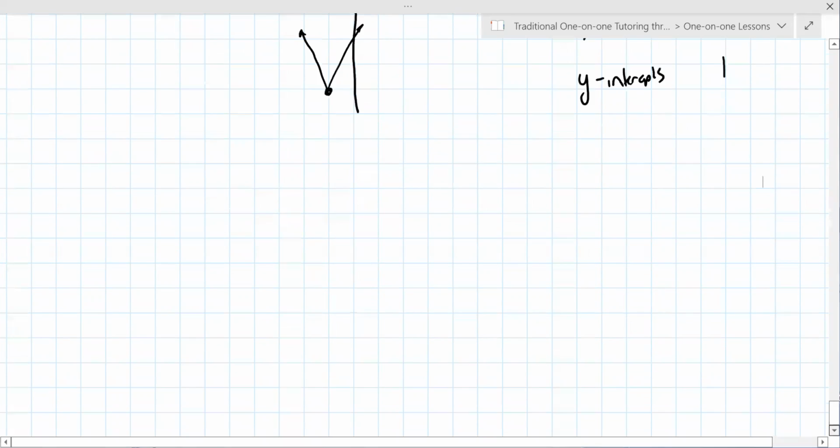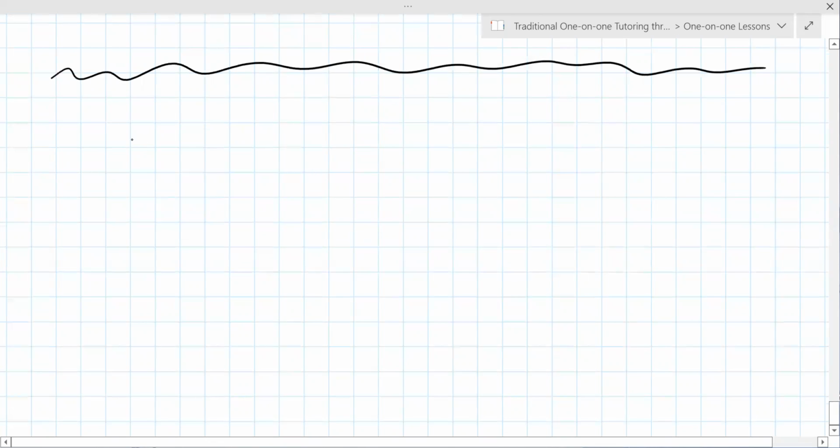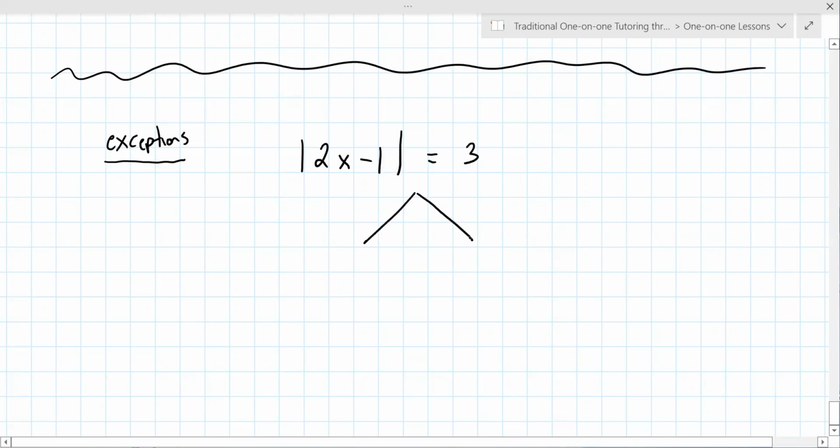Okay, so let's look at some absolute value exceptions, because these are really important, and these are things you might see. We mentioned this earlier. Let's say I give you something like this: absolute value 2x minus 1 equals 3. What are the two equations that you're going to write? Do you remember this from earlier? You just have to tell me. You don't have to solve it. One of them is 2x minus 1 equals 3. And then the other one is 2x minus 1 equals -3.